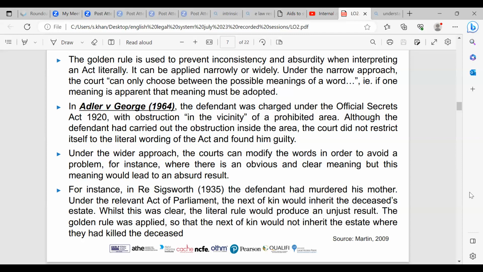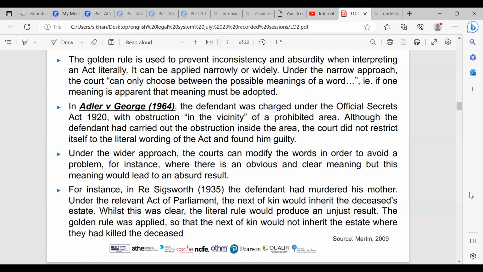In the case of Adler v George 1964, the defendant was charged under the Official Secrets Act 1920 with obstruction in the vicinity of a prohibited area. Although the defendant had carried out the obstruction inside the area, the court did not restrict itself to the literal wording of the act and found him guilty.